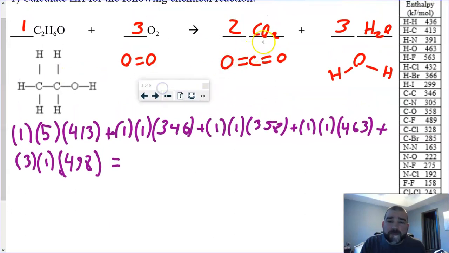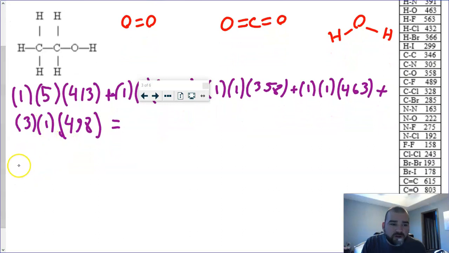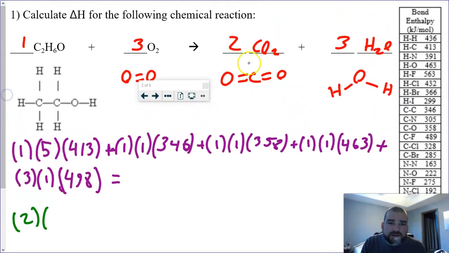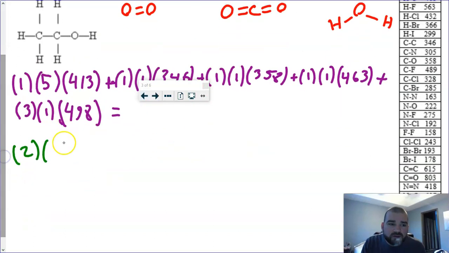On the product side, I have these 2 structures. I have carbon dioxide and I have water. Let's add up all the bonds of these 2 molecules. I always start with the coefficient. I had a coefficient of 2 for my carbon dioxide, multiplied by how many CO double bonds do we have? 1, 2 in the molecule. So I have 2 times 2, multiplied by the bond energy of a CO double bond, which is 803. Really, really high.